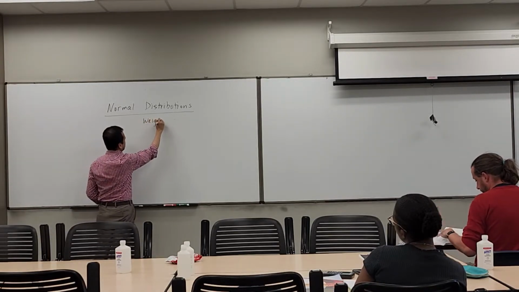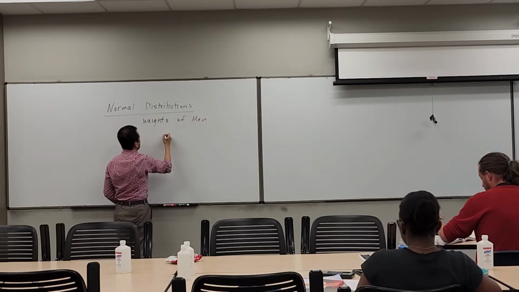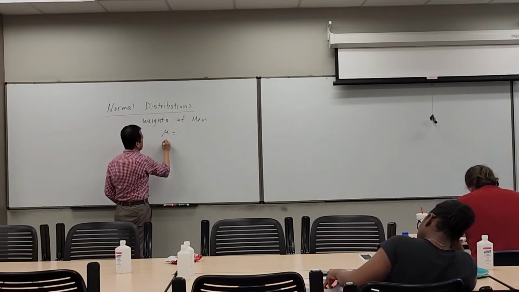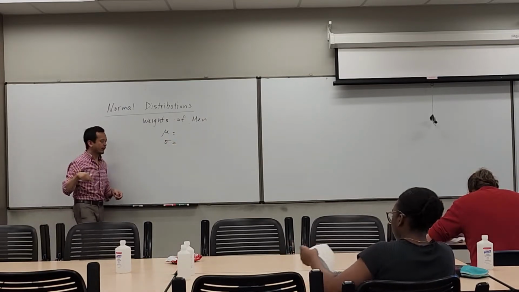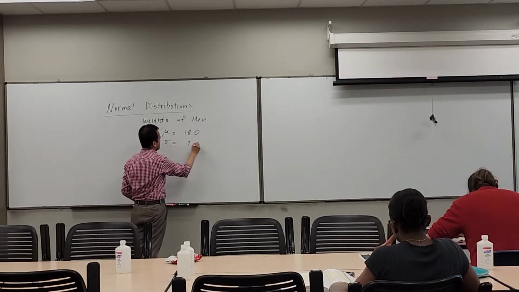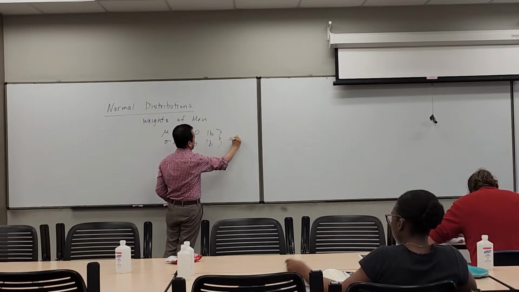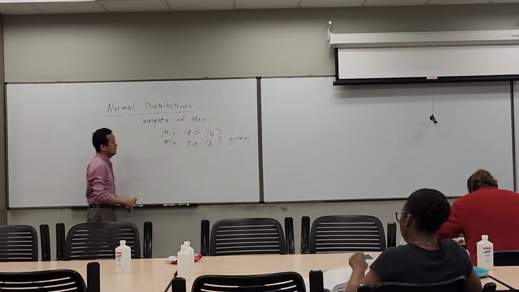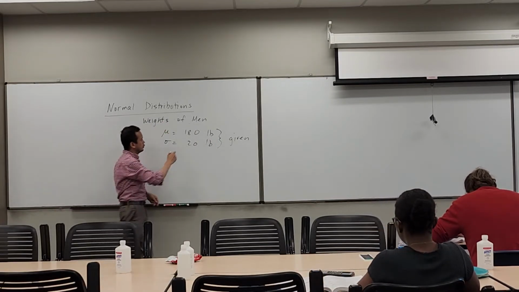So let's say we're talking about weights of men. And you go out in the population and you gather a whole bunch of weights and you punch those numbers in your calculator. The calculator will give you the mean and the standard deviation. So let's say this is given. And again, you're told that weights of men are normally distributed.